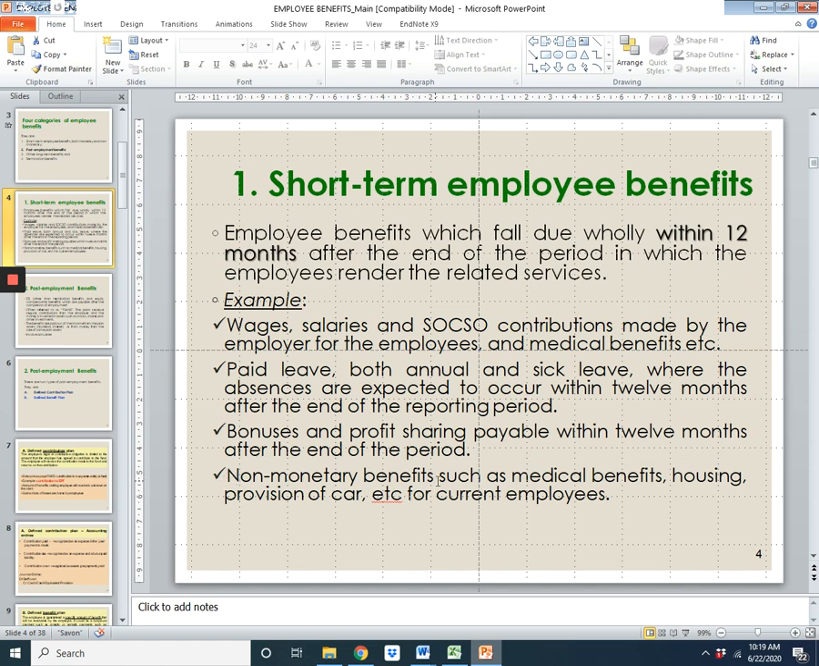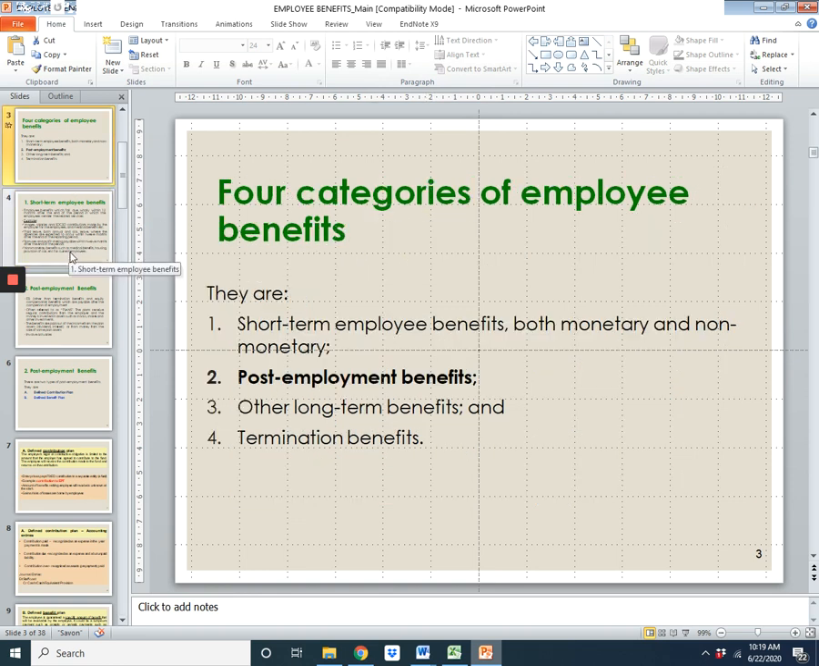Non-monetary is bukan tak ada duit. For the company, it involving cost, but for the employees, dia tak dapat duit dalam bentuk benefit lah. Contoh, sometimes bila you kerja at a certain company, you dapat kereta company. So you dapat that kind of employees benefit. So this benefit is short-term employees benefit. So that is what is actually meant by employees benefit that we talk here.